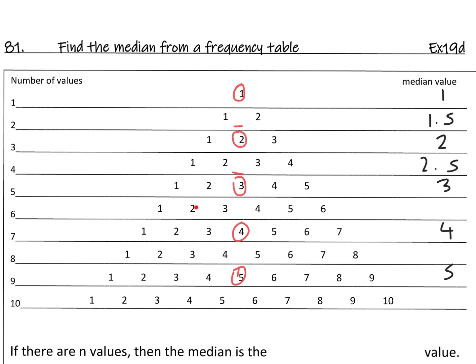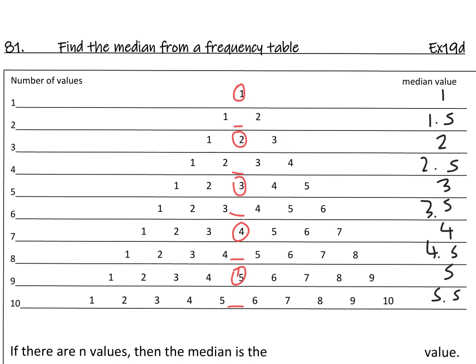If you have 6 values, the median's between the third and the fourth, so it would be the 3.5 value. If you've got 8 values, the median's in between 4 and 5, so it would be the 4.5. And one last time, if you've got 10 values, the median's in between the 5th and the 6th. So we would say the median is the 5.5.